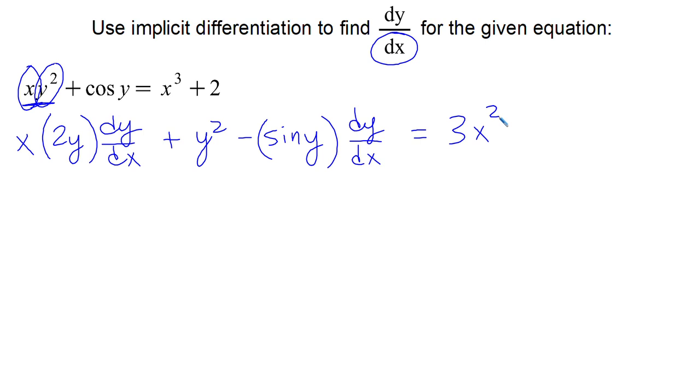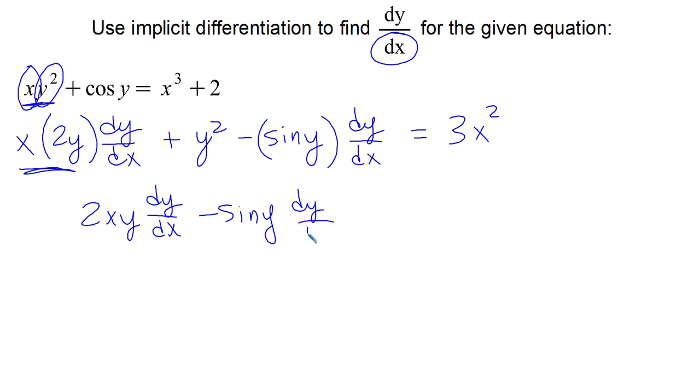Now we will use our same general process that we always use here. We gather all the terms with a dy dx on one side and all the terms without a dy dx on the other side. So on the left-hand side, we're going to have a 2xy, just kind of cleaning up that, times a dy dx, minus a sine of y times a dy dx is equal to 3x squared, and then we have to move our plus y squared term over to the other side, making it a minus y squared.